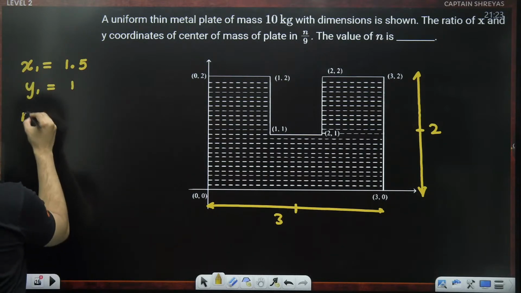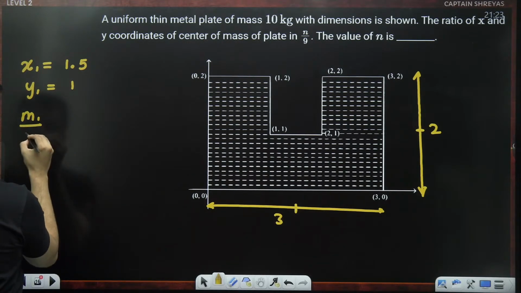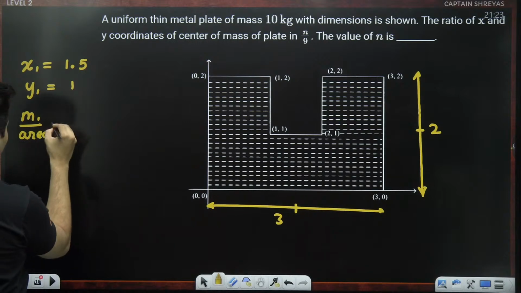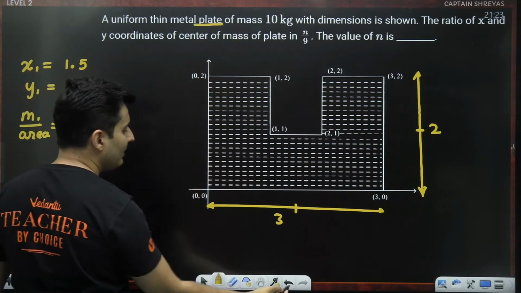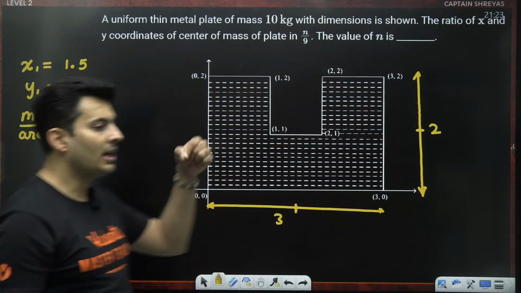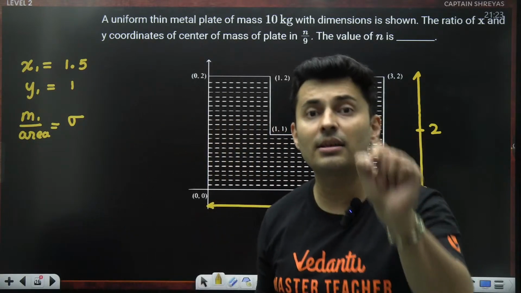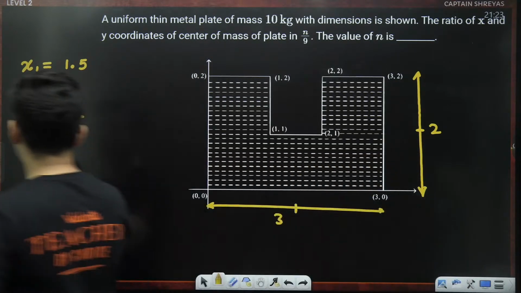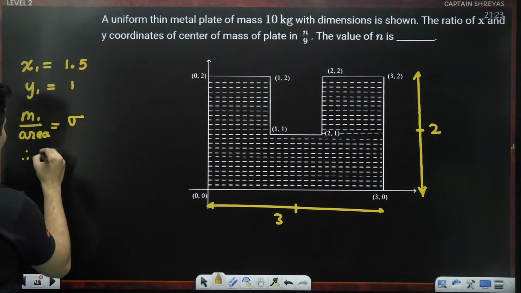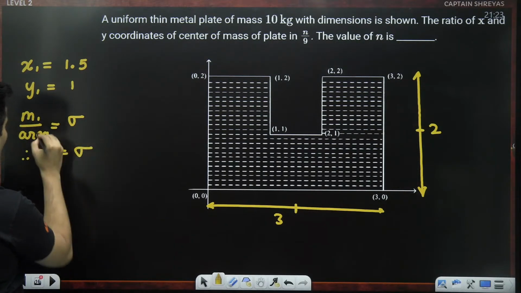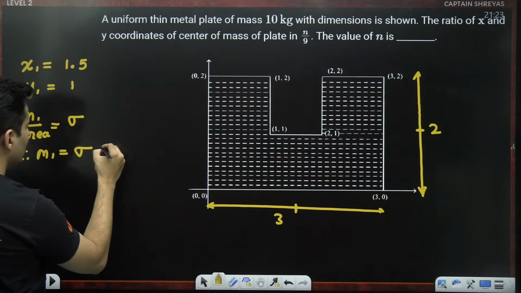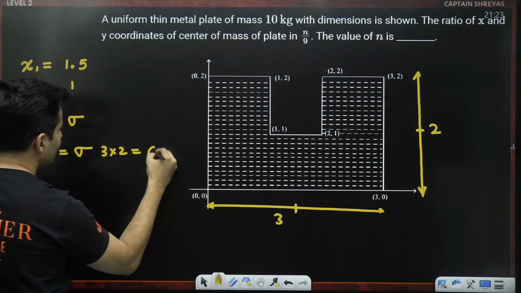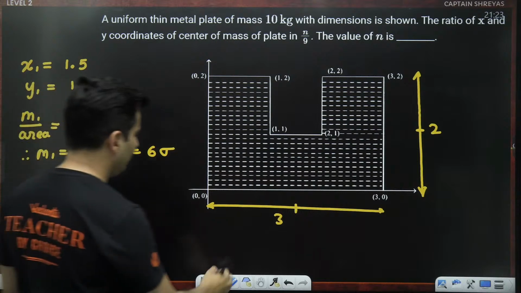What about the mass m1? Mass by area, I can say, since it's a plate, is sigma. Whenever it's a plate, I will use the term sigma, which is areal mass density, mass per unit area. Therefore, I can quickly say m1 is sigma into area of the plate, width 3, height 2. So 3 multiplied by 2, which is 6 sigma. That is the first thing.